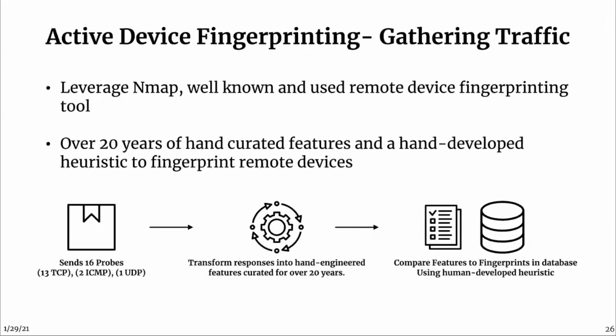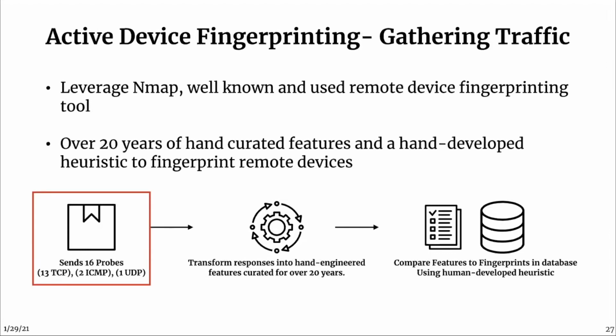So we're going to leverage Nmap, which is probably the most well-known and used remote device fingerprinting tool. It's over 20 years at this point of hand-curated features and fingerprints and heuristics to actually fingerprint remote devices from traffic sent from your device. So how does Nmap work? At a high level, it's going to send a bunch of probes, 16 in total. It's going to take the responses to those probes and transform them into a fingerprint using a bunch of tests. And then it's going to compare that fingerprint to a database. And if it finds the fingerprint or something close to it, it's going to say, okay, this device is probably a Cisco router, for example.